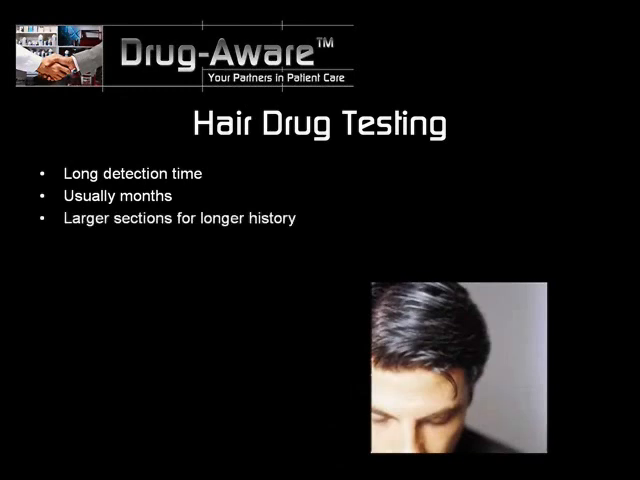Hair drug testing has the advantage that it can detect drug use for a long period of time. This is typically measured in months, although you can potentially screen back for as long as the hair has been growing from the scalp. Hair tends to grow at the rate of 1 centimeter per month, so a 3 centimeter section of hair would represent a 3-month history. You can test larger sections of hair for an overall idea of drug history, or individual monthly sections of hair to get a detailed chronological history of drug use.